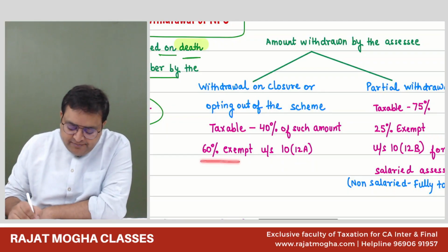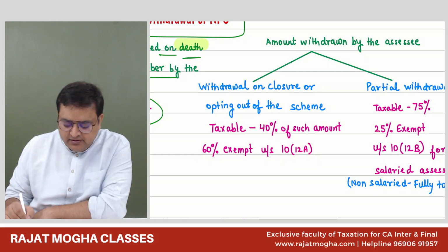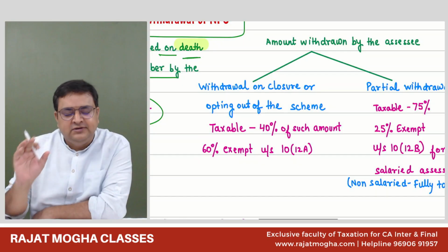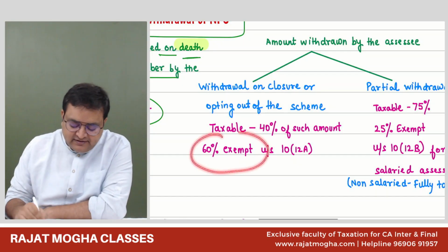Guys, 60% of that sum would be exempt under section 10. No need to remember this 12% or 12A. Section 10 says 60% of that amount is exempt. Just don't remember 1640 both. Just remember how much is exempt. 60% is exempt.